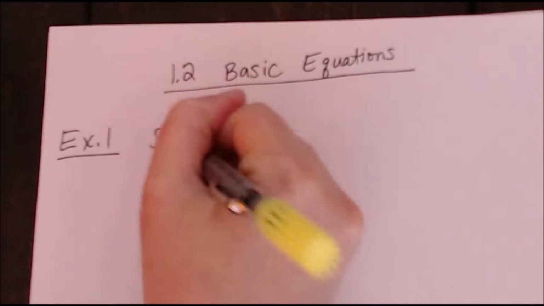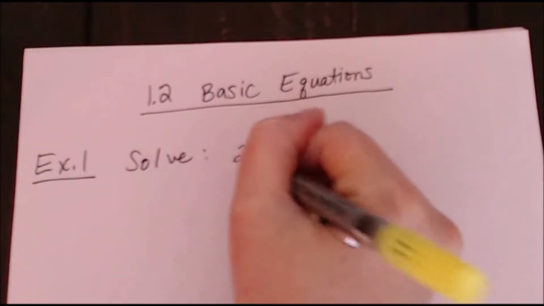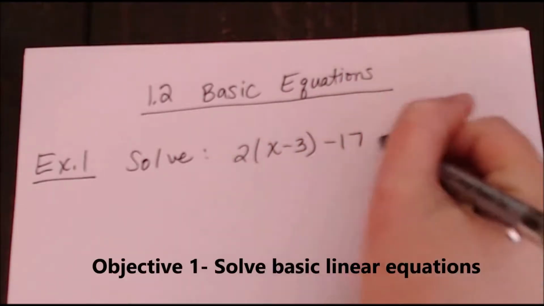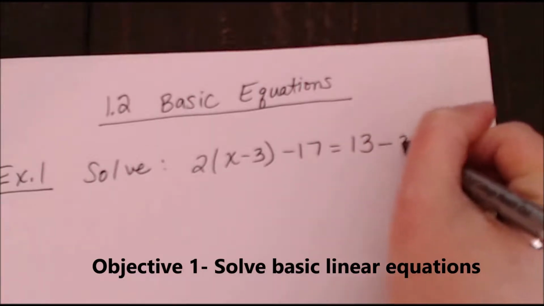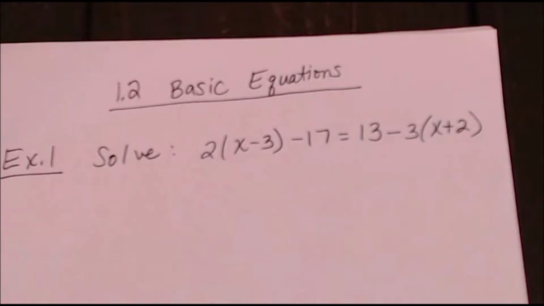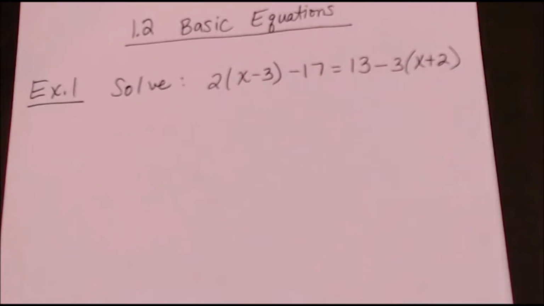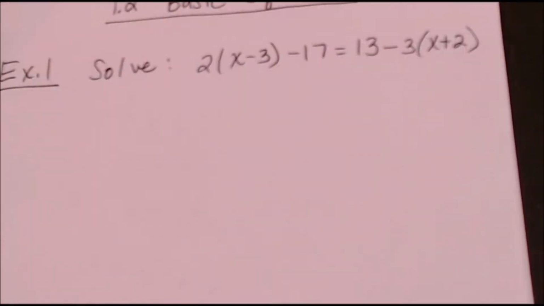asks you to solve the equation, of course. And so the equation we're looking at is 2 times (x minus 3) minus 17 equals 13 minus 3 times (x plus 2). So we want to take a look at how to solve this equation. And you may remember from high school algebra that when you have something like this, you want to see if there's anything you can distribute first.